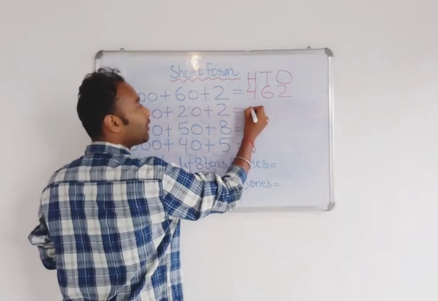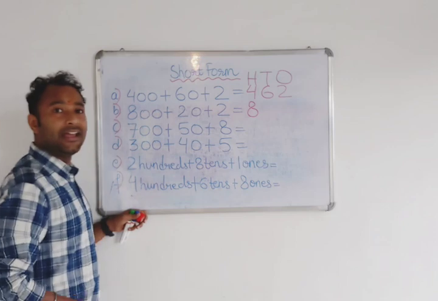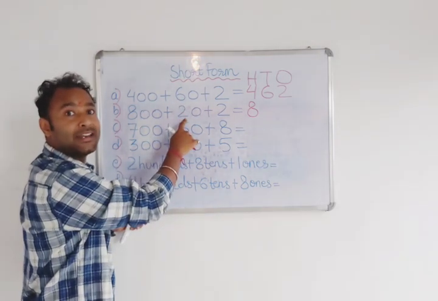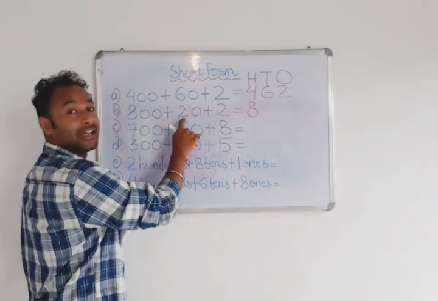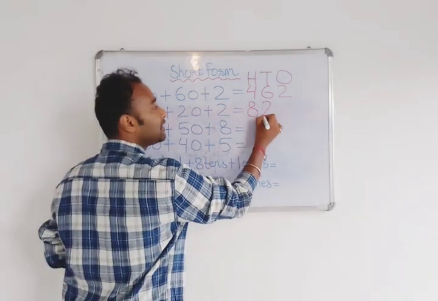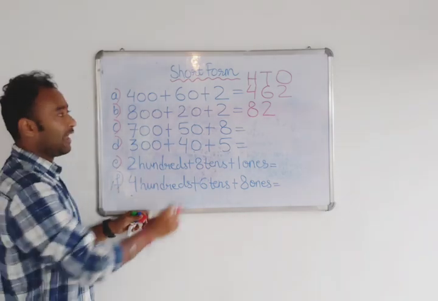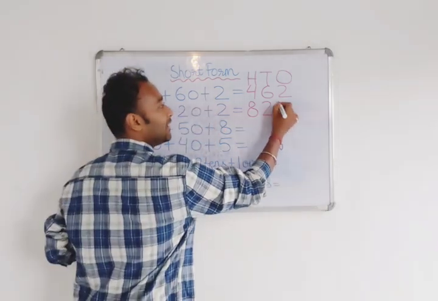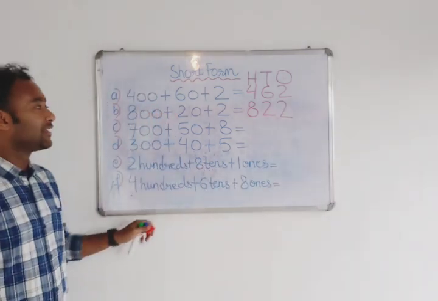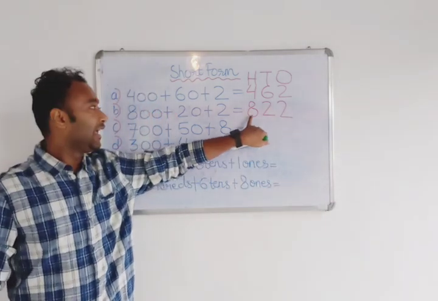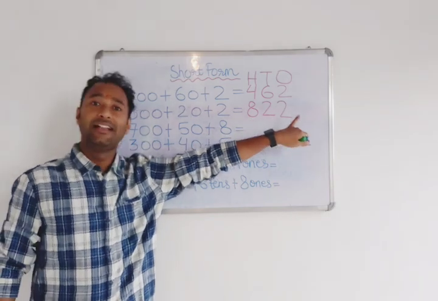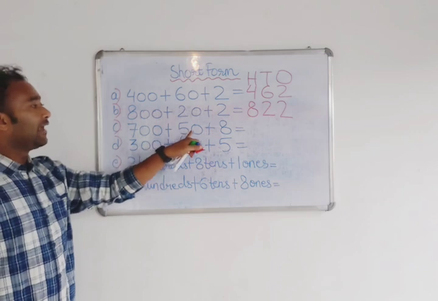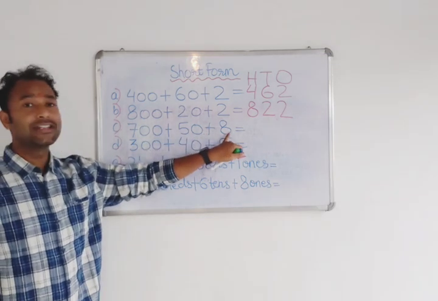800. So in place of 100 you will write 8. In the tens position, how many are there? It is 2. So you will write here in tens position 2. And in the ones position, again the number is 2. Understood, students? So your number becomes 822.